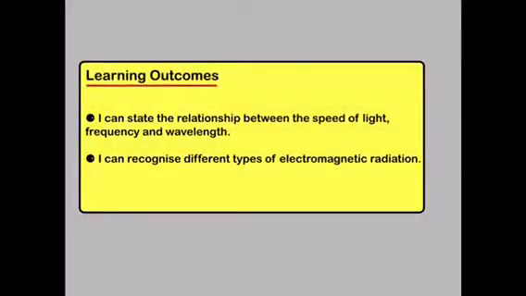The learning outcomes for this lecture are that you should be able to state the relationship between the speed of light, frequency and wavelength for electromagnetic radiation, and you should also be able to recognise the different types of electromagnetic radiation.